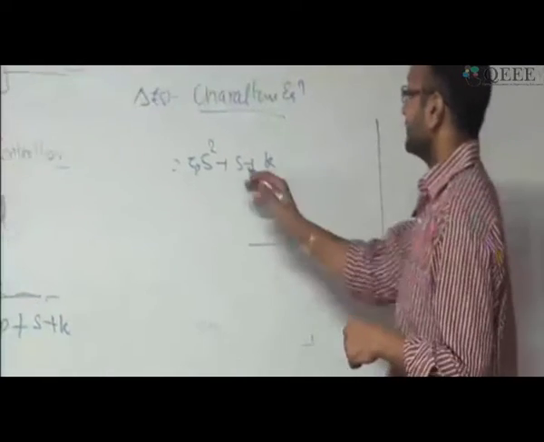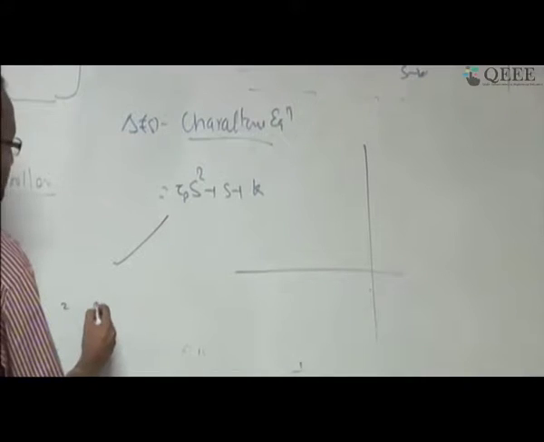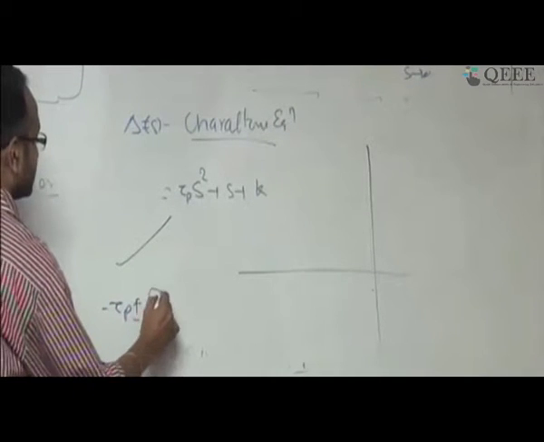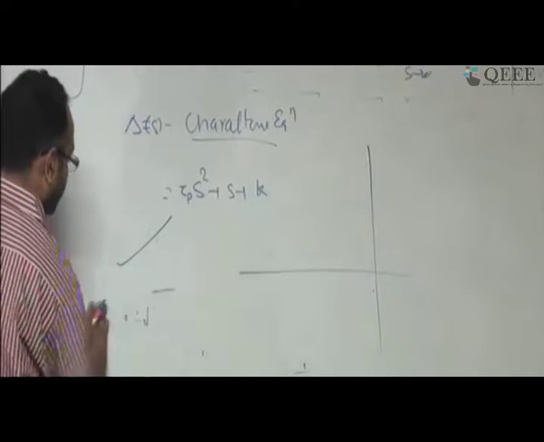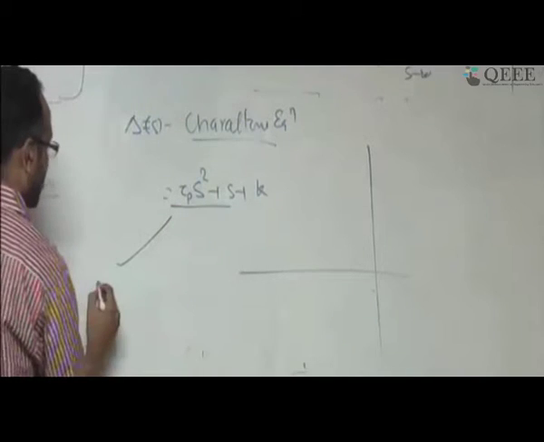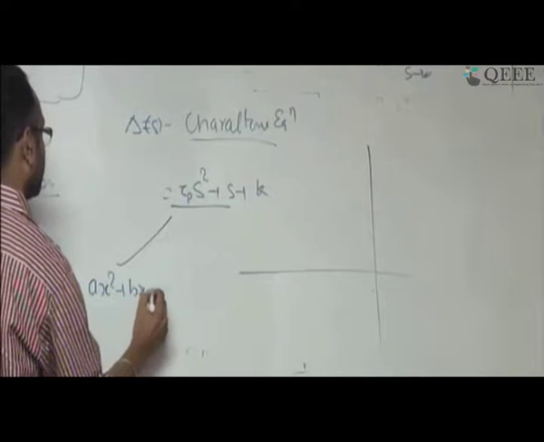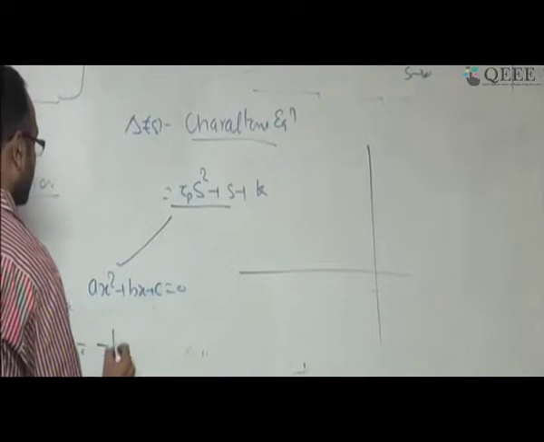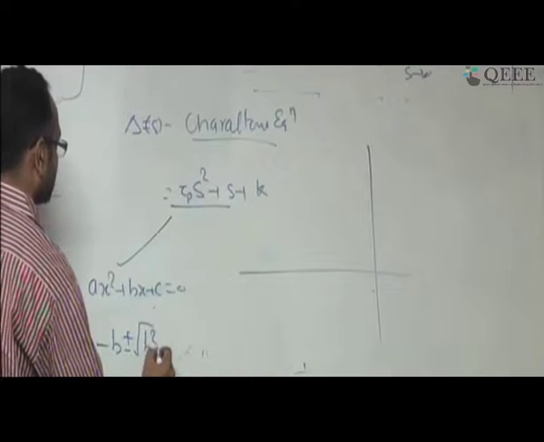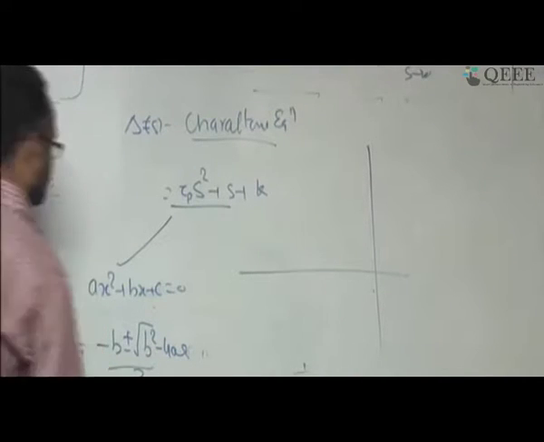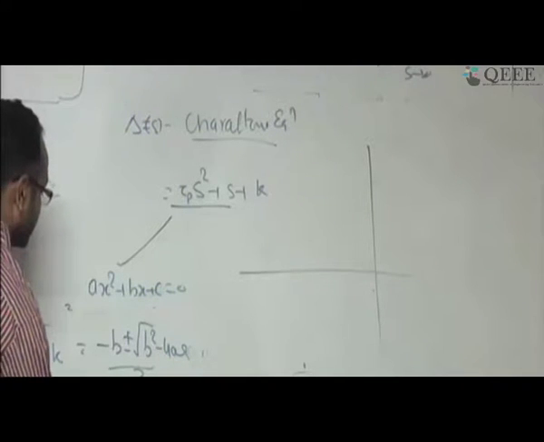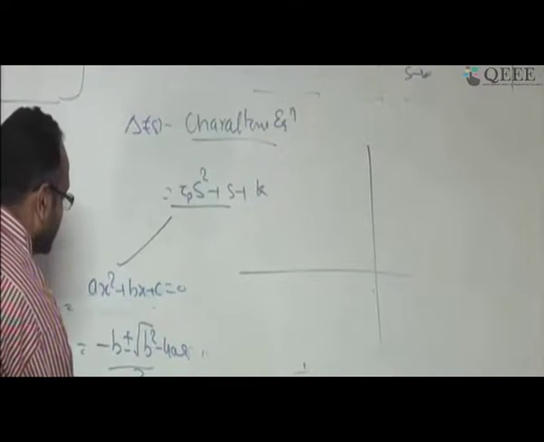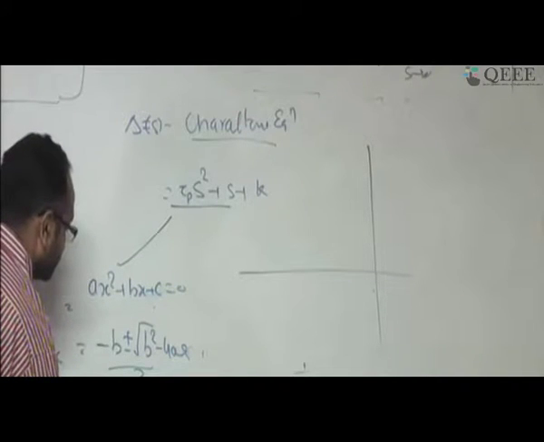If you look at it, this is a second order system. What are the roots going to be? All of you know that ax square plus bx plus c equal to 0 is a quadratic equation. The roots are going to be minus b plus minus square root of b square minus 4ac, divided by 2a, correct? Now in this case, the roots are going to be minus 1 plus minus square root of 1 minus 4k tau p, divided by 2 tau p.